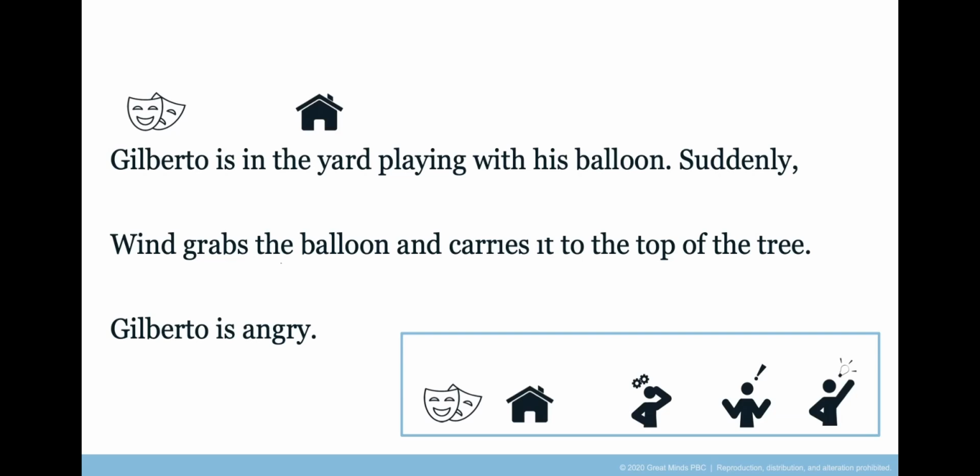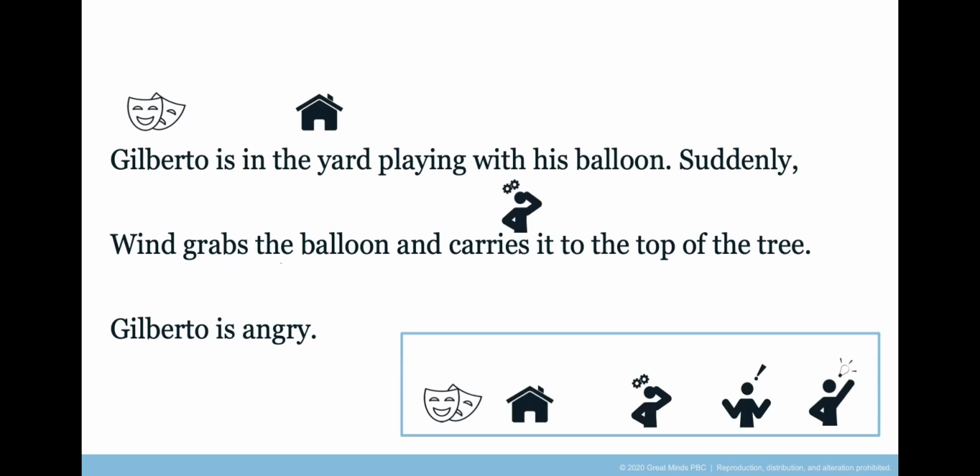Let's keep reading. Suddenly, wind grabs the balloon and carries it to the top of the tree. What's the problem in this story? Think, share with a learning partner. I'm sure you said it. The wind grabs the balloon and carries it to the top of a tree.